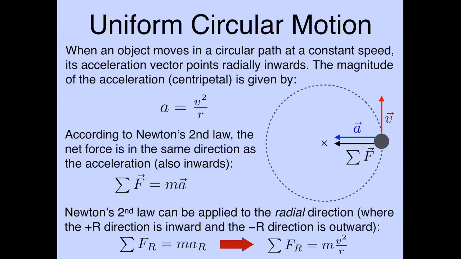So if we take Newton's second law and apply it to the radial direction, instead of using x and y coordinates, we're going to use a coordinate called r, where if something is pointing in to the center of the circle, then that's positive. And if it's pointing out away from the center, that's considered negative. Just apply F equals ma to the radial direction, and what you'll get is the net force in the radial direction is equal to m times v squared divided by r. So that's how you deal with the dynamics of circular motion.